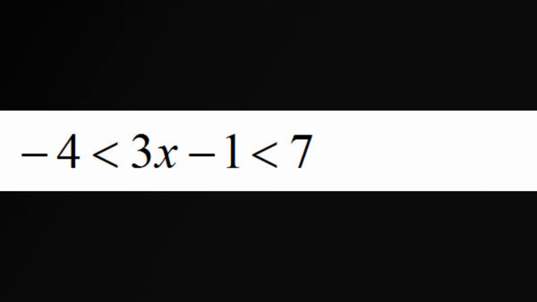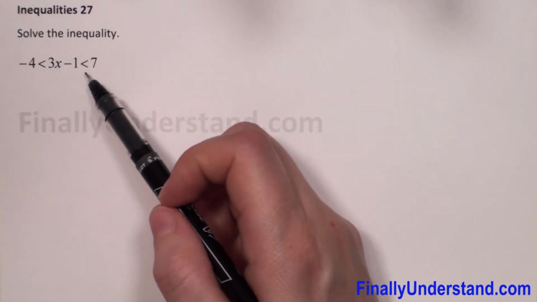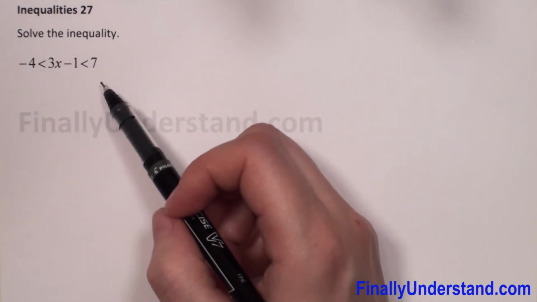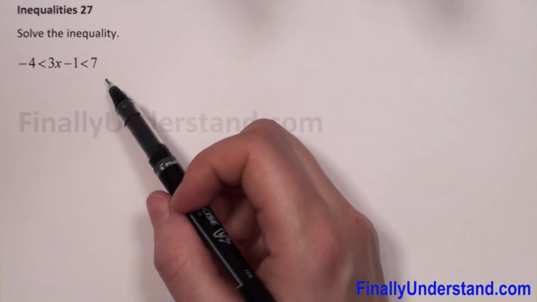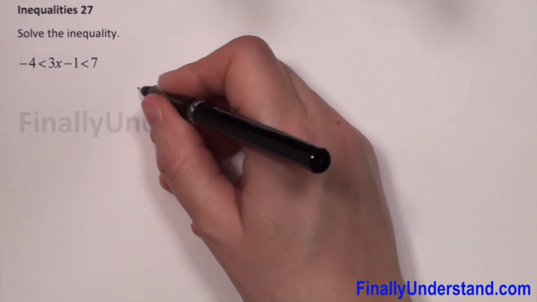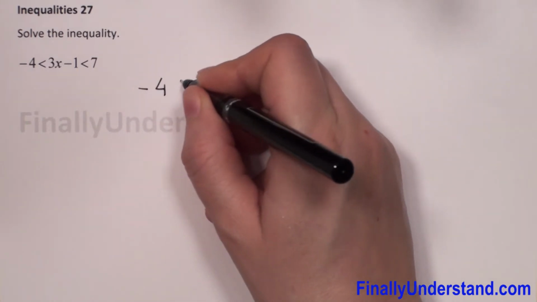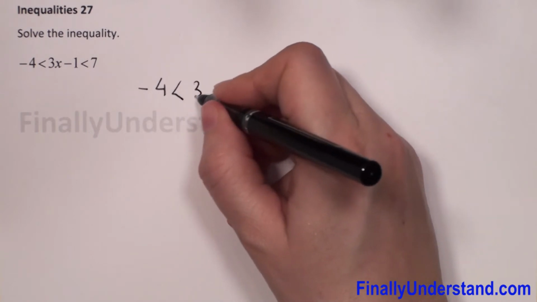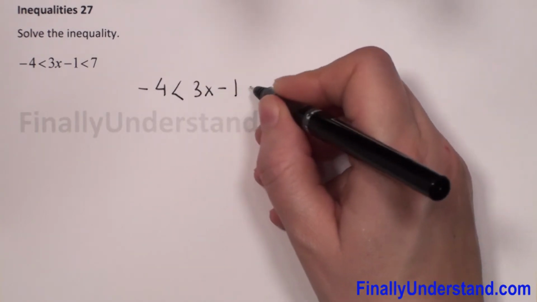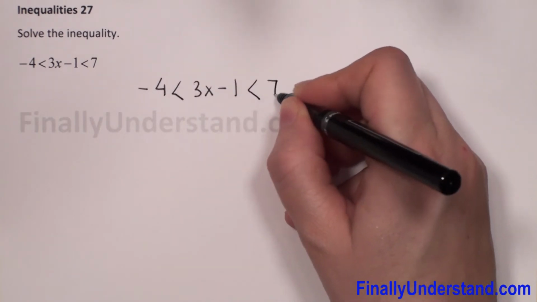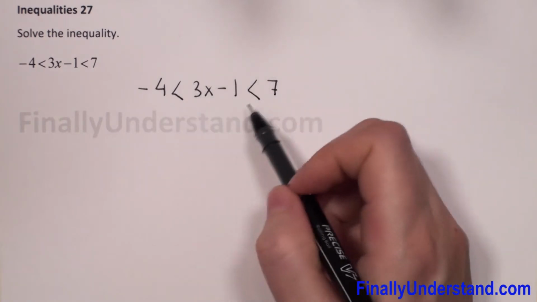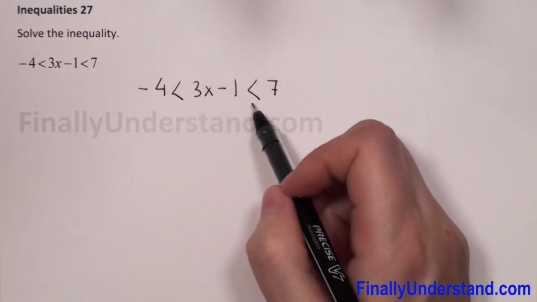We have the next example. We have to find all possible values of x for which this inequality is true. So let me copy this example first. I have negative 4 is less than 3x minus 1 is less than 7. We have a double sign of inequality.